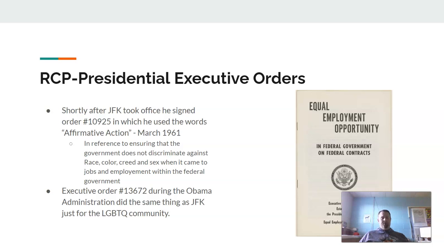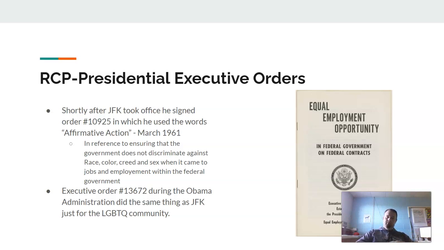And then, of course, the Obama administration, another executive order, 13672, essentially did the same thing as JFK, just now for the LGBTQ community. So what JFK did, President Barack Obama did essentially the same thing when it was specific to federal employment, right? Not necessarily all things, but when it came to federal employment, that was something the Obama administration added into that executive order, right?